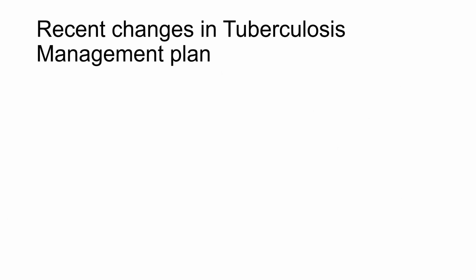So what are the recent changes in tuberculosis management plan? The tuberculosis management plan has changed drastically in the last decade. 10 to 15 years ago it used to be completely different. There used to be 3 categories, later it became 2 categories. Drugs used to be taken thrice weekly. Lots of things were there. So what are the recent changes made in the tuberculosis management plan?